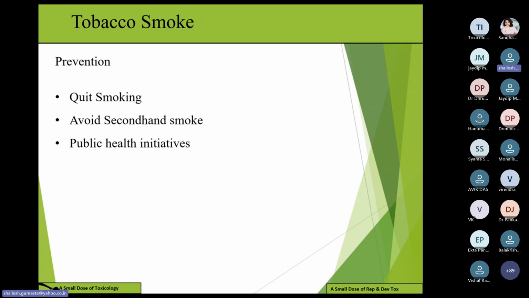So, how can we prevent it? Quit smoking. Quitting smoking during pregnancy can reduce the risk of adverse outcomes. Avoid secondhand smoke. Avoiding exposure to secondhand smoke during pregnancy and after birth can also reduce the risk of adverse outcomes. And public health awareness, implementing public health initiatives to reduce tobacco use and exposure can help protect fetal and child health.